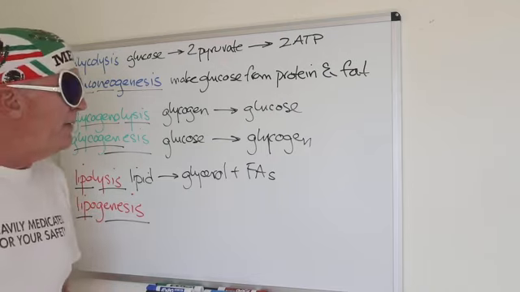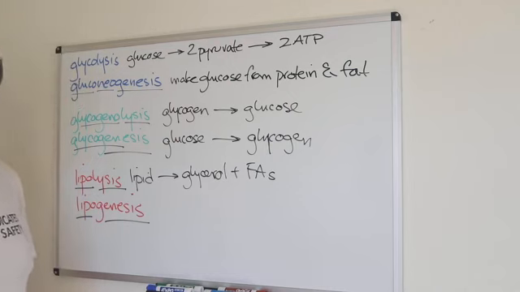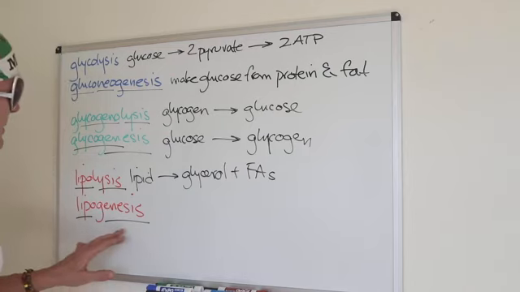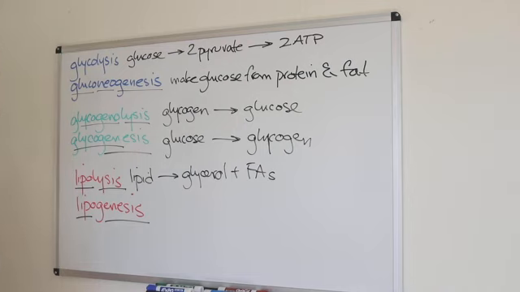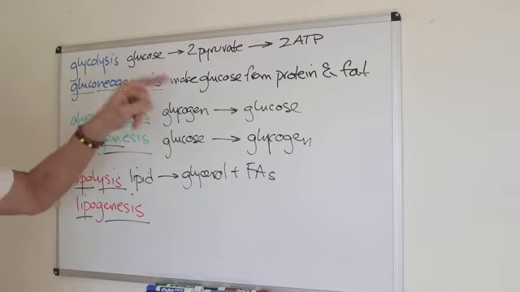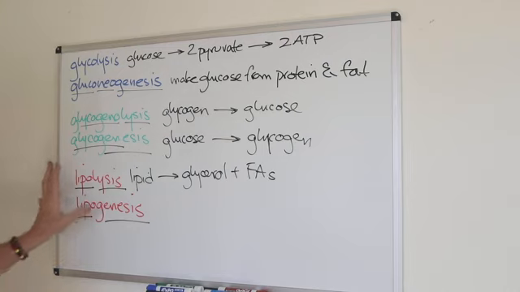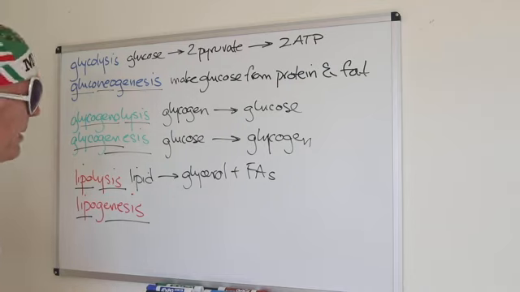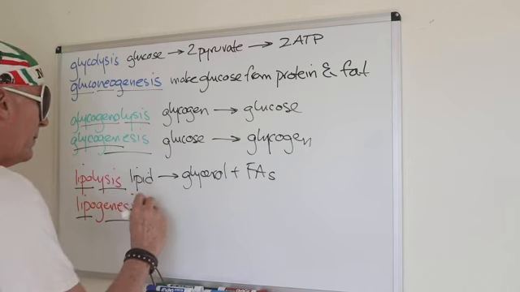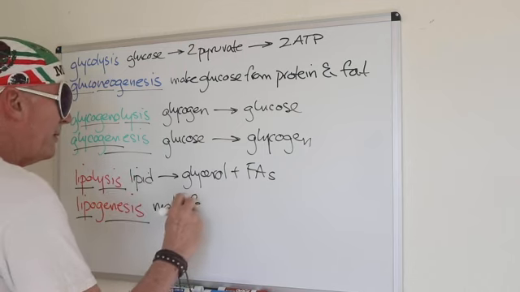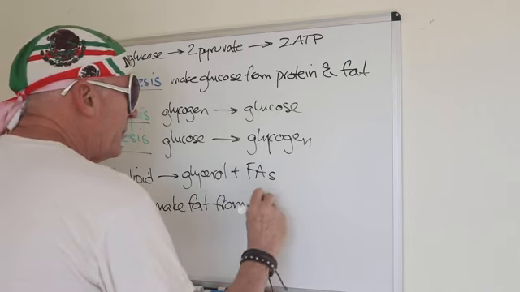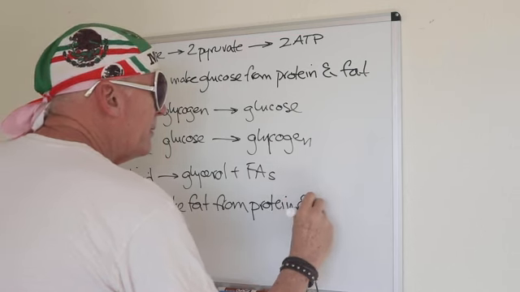Making fat from what? Making fat from glycerol and fatty acids? No, that's too easy. No. We're going to make fat from things that aren't fat. In the same way up here, gluconeogenesis, we're making glucose from things that aren't glucose. Lipogenesis means making fat from things that aren't fat. Well, what things aren't fat? What are the two other main macromolecules in the diet? Proteins, carbs. So we're going to make fat from proteins and carbs.